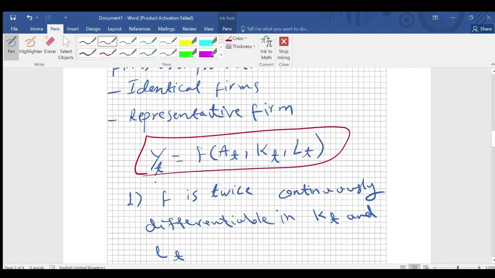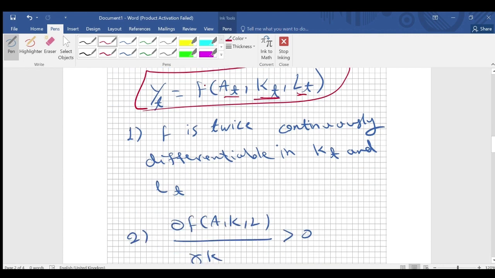So basically it is Y_t, which is the amount of final good produced at time t. Then we have A_t, which captures the state of technology at time t. We have K_t, which is the amount of capital hired by the firm from the household at time t. And L_t is the amount of labor hired from the household by the firm at time t for production.